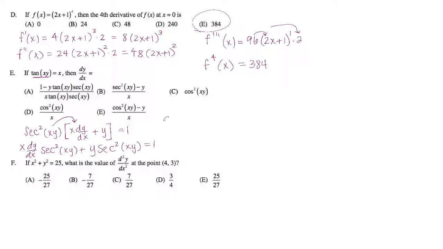So we're going to have dy dx equals, and in the numerator we'd have 1 minus y secant squared x, y, there we go, divided by x secant squared x, y. Okay, and now let's see if we can't match our answer choices.